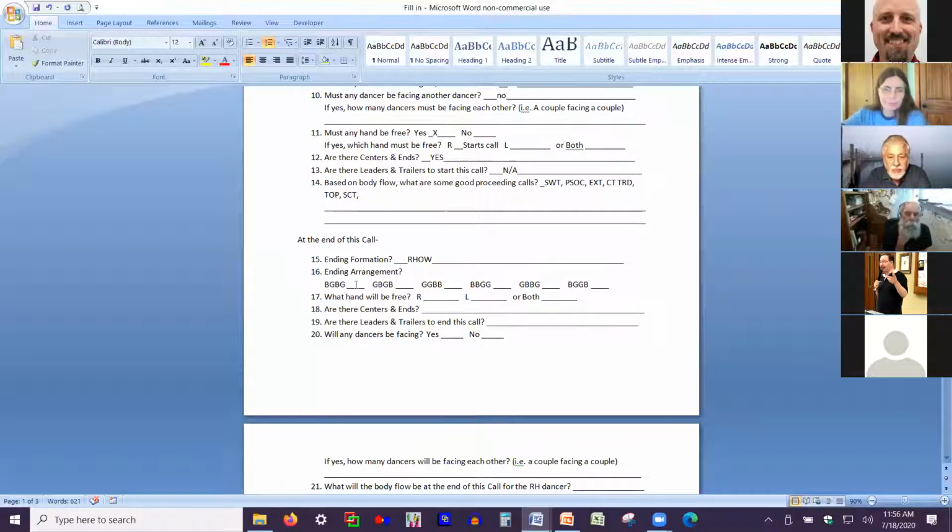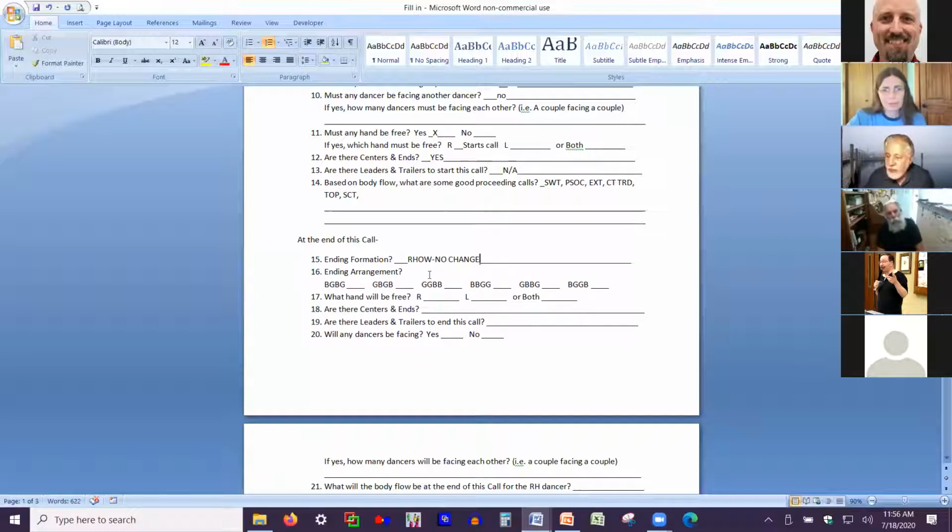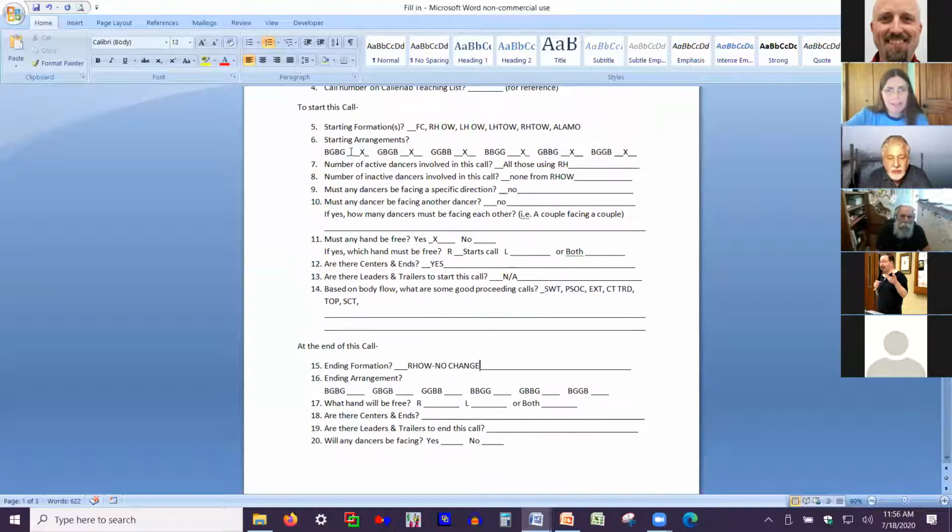Would it be easier just to say no change? Because then it doesn't matter whether you started with a right or a left or a... Okay, so what would our ending, well, I guess we marked them all, but we would obviously have to pick one to know what we would end with. It would still be all. Still be all. All of those would apply to everyone.